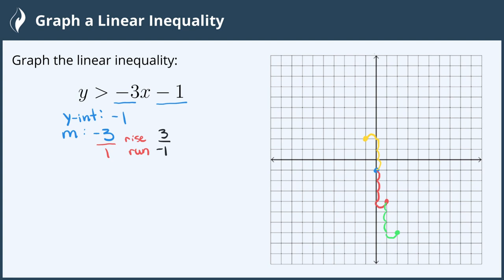Now we need to connect them, but we need to know how to connect them. So let's look at the inequality. We have a greater than sign. If we have greater than or less than, then we have a dashed boundary line. If we have greater than or equal to or less than or equal to, we will have a solid boundary line. Because ours is just greater than, it's going to be a dashed boundary line.